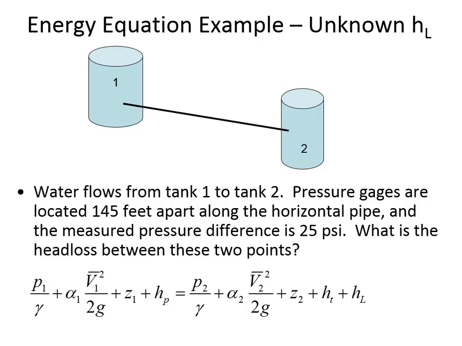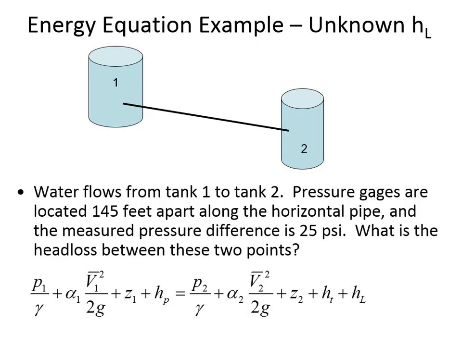The elevation head is the same at 1 and 2 because it's a horizontal pipe. And there's no pump and no turbine. So what we end up with is that the change in pressure is equal to the head loss that's observed. And between these 2 points, there's only pipe friction. There aren't any fittings that are described.